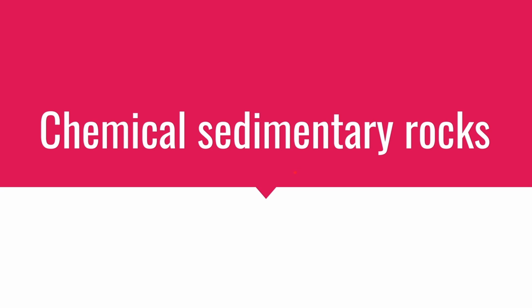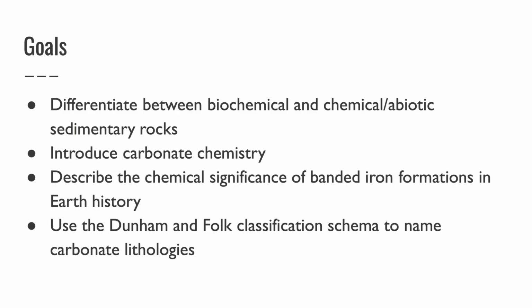Okay, today we're going to be talking about chemical sedimentary rocks, which are some of my favorite rocks. Our goals for today are to differentiate between biochemical and chemical or abiotic sedimentary rocks, briefly introduce carbonate chemistry, describe the chemical significance of banded iron formations in Earth history, and start to use the Dunham and Folk classification schema to name carbonate lithologies.